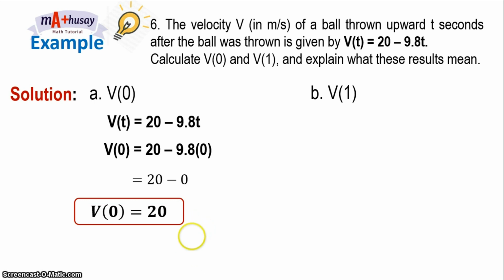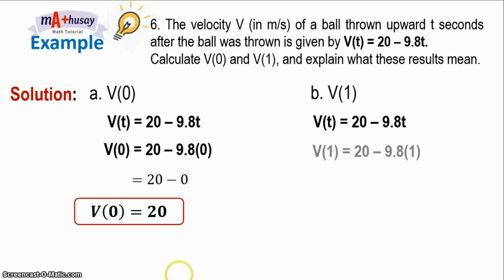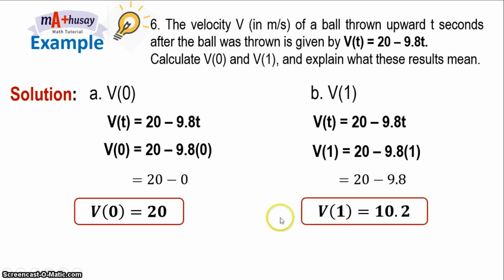So, calculate naman natin ang v of 1. So, v of 1, when we have the function v of t equals 20 minus 9.8 times t. So, substitute natin ang t ng 1. We have v of 1 equals 20 minus 9.8 times 1. So, we have 20 minus 9.8, diba? So, 20 minus 9.8, that is 10.2.